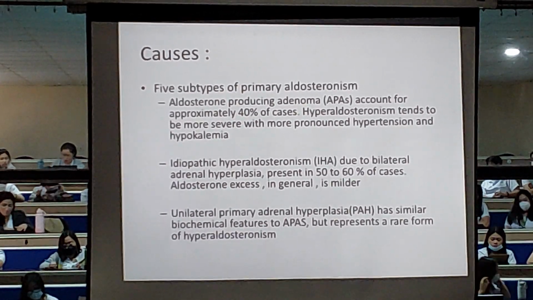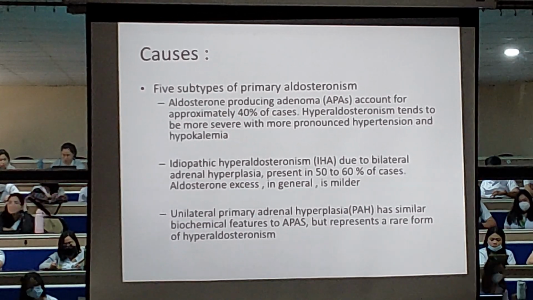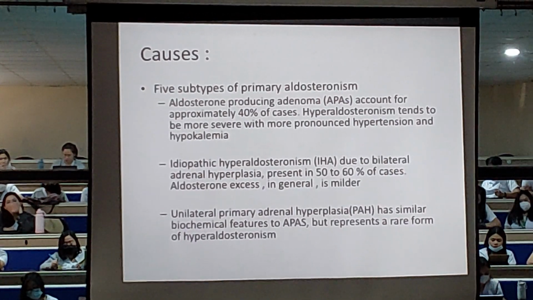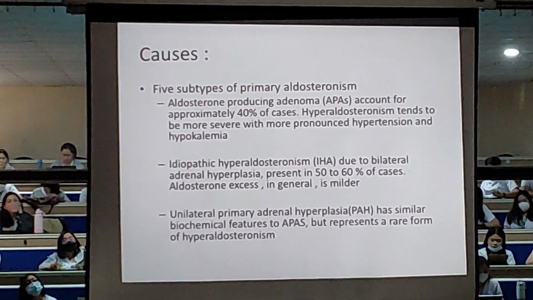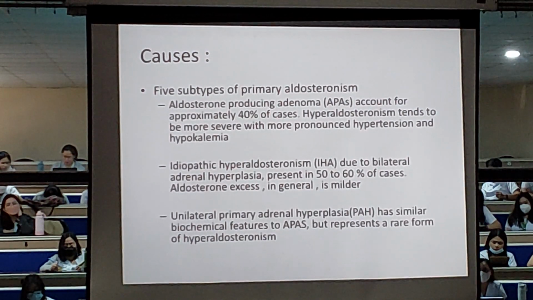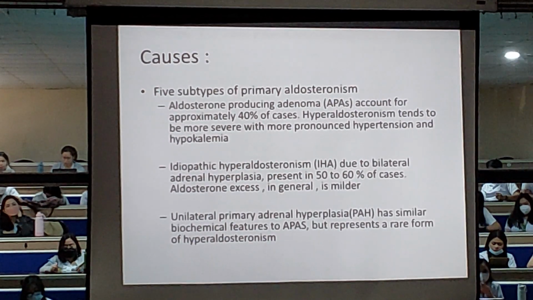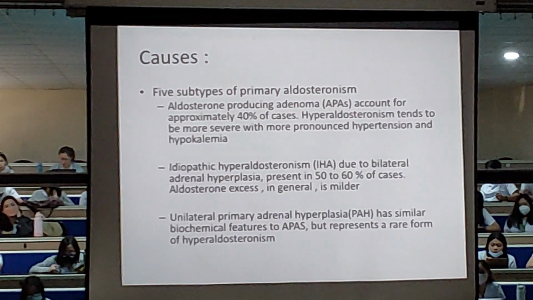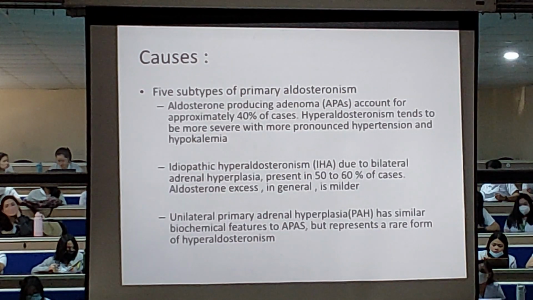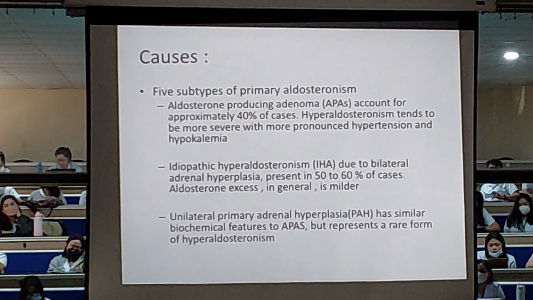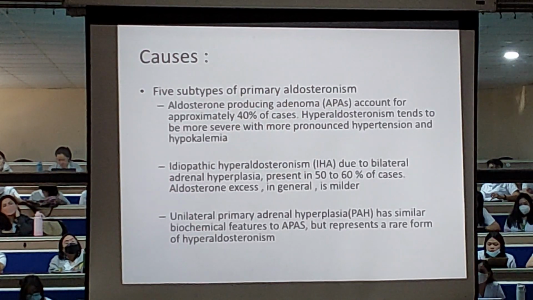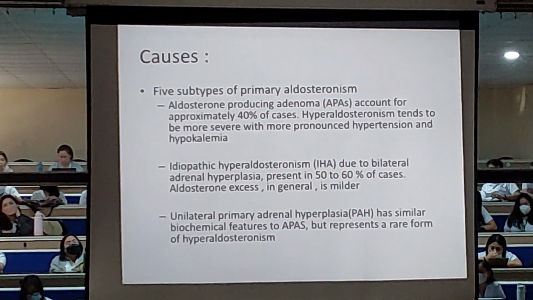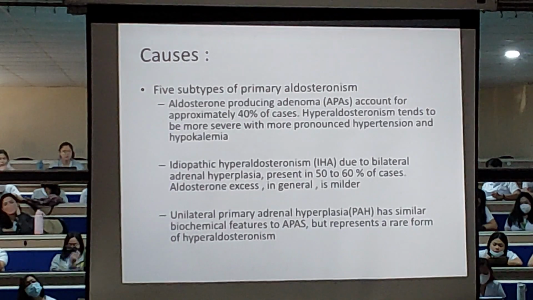So what are the causes? There are 5 types of primary aldosteronism. One is the aldosterone-producing adenoma, or APA, which accounts for approximately 40% of cases. Hyperaldosteronism tends to be more severe, with more pronounced hypertension and hypokalemia. The other type is idiopathic hyperaldosteronism, or IHA. This is due to bilateral adrenal hyperplasia, present in 50 to 60% of cases. Patients may have aldosterone excess in general, but this is milder than in APA.